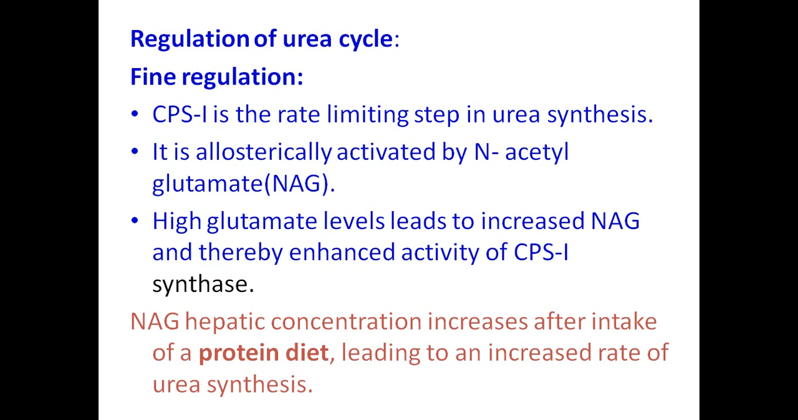The hepatic concentration of N-acetylglutamate, meaning the concentration in the liver, increases after intake of a protein diet. If we eat more protein, it increases the availability of N-acetylglutamate, because proteins are nothing but amino acids, and glutamate is an amino acid. So if you eat a high protein diet, your glutamate concentration in the liver increases, and the availability of N-acetylglutamate also increases.